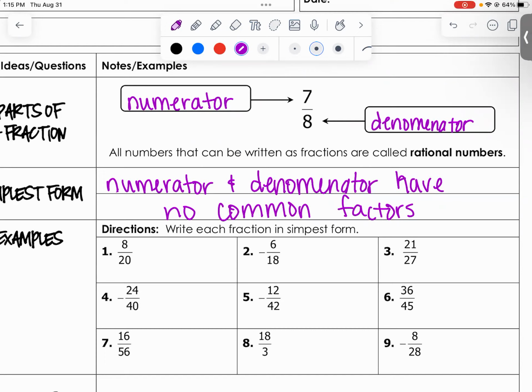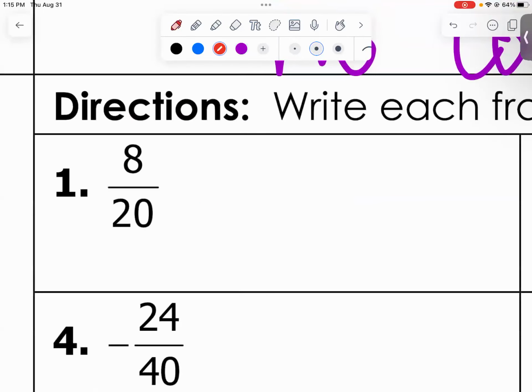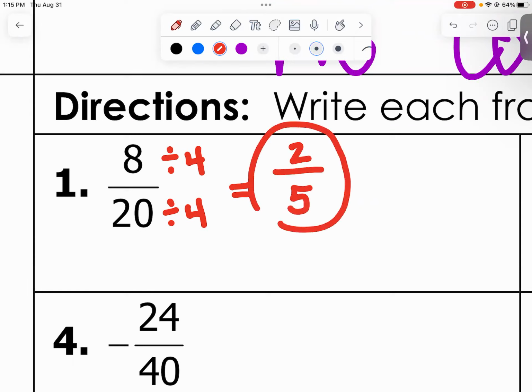Okay. So, Sophia, in number 1, are 8 and 20 both divisible by a number? What number is that? Good. 8 and 20 are both divisible by 4. So let's divide both of them by 4. 8 divided by 4 gives us 2, and 20 divided by 4 gives us 5. So our simplest form fraction is 2/5.